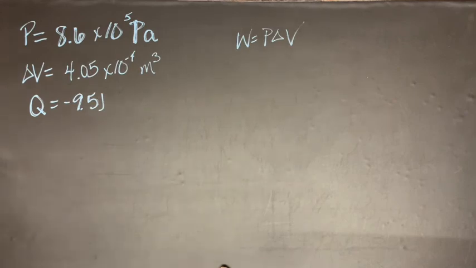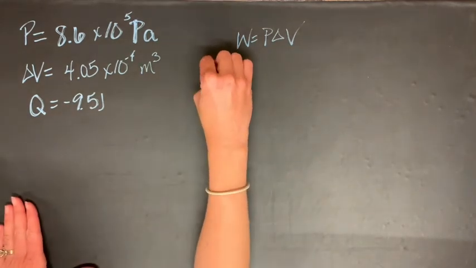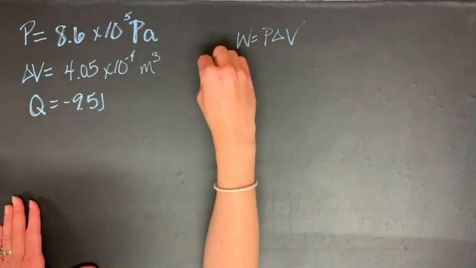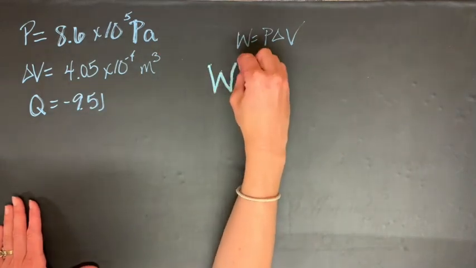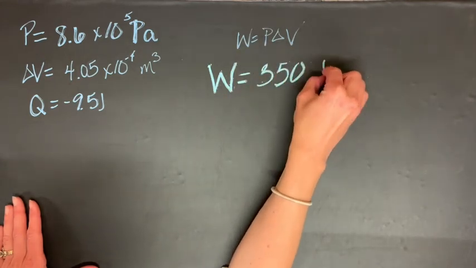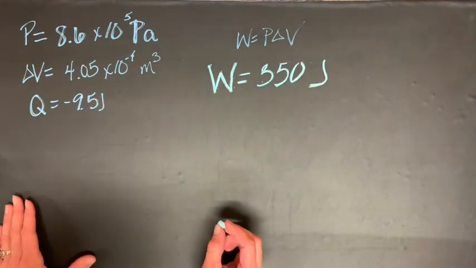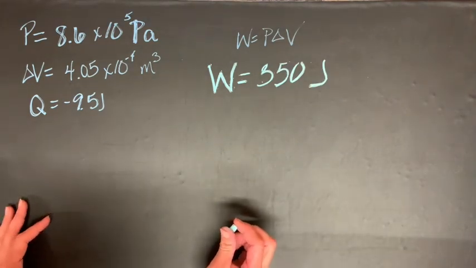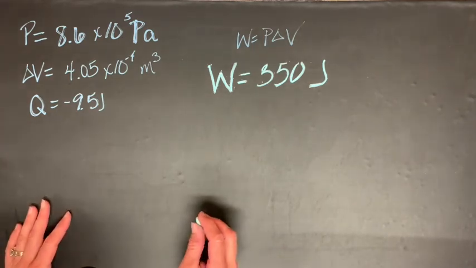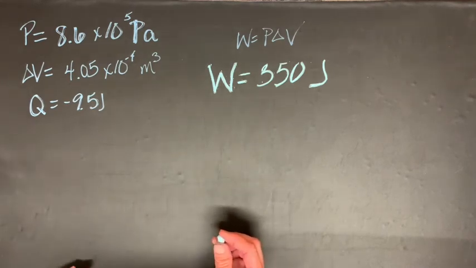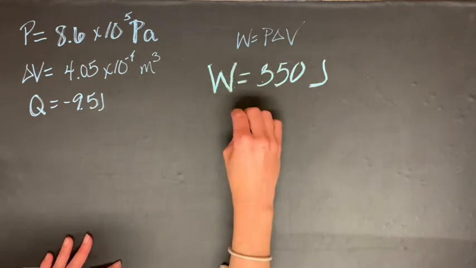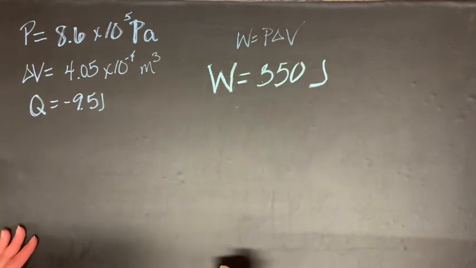So our work is going to equal our pressure times volume from last chapter. So if you take 8.6 times 10 to the 5th times 4.05 times 10 to the negative 4th, you end up with 350 joules of work. It's a positive, that says that it expands. So when the gas expands, our work is done by the system. So this is a positive value.